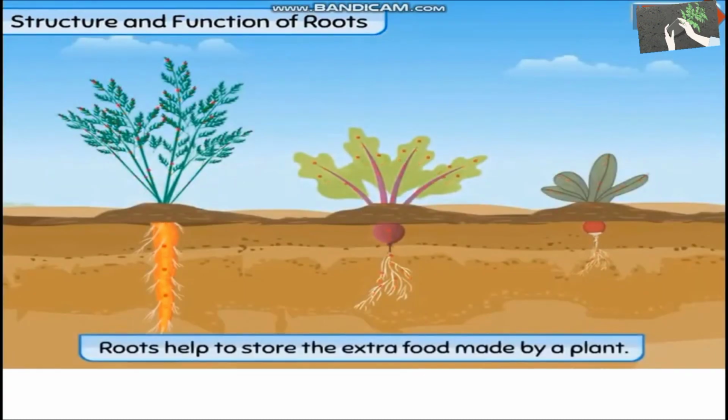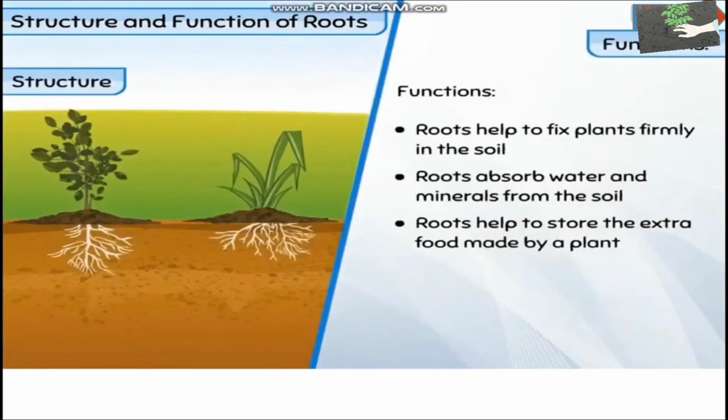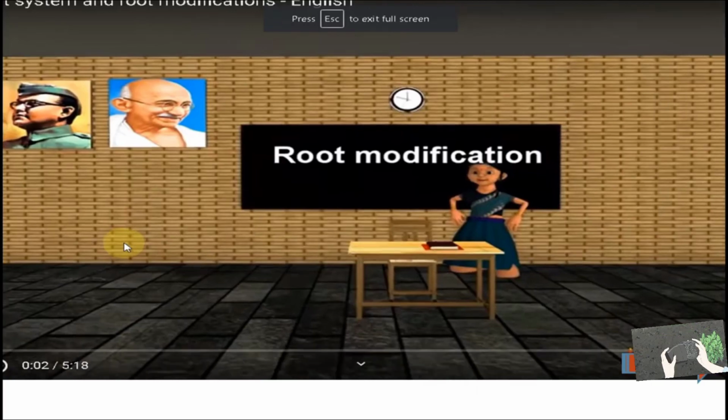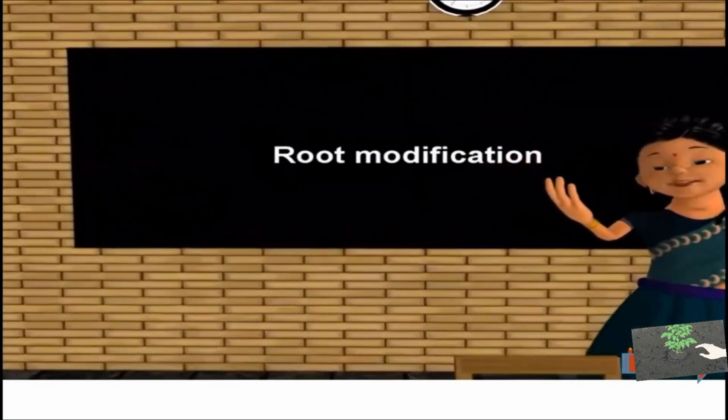Roots of many plants such as carrot, beetroot and radish also help us store the extra food made by the plant. And now we all know the importance of the roots of a plant. So students, let us learn about root modification.